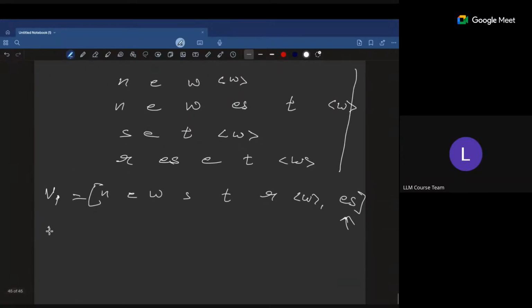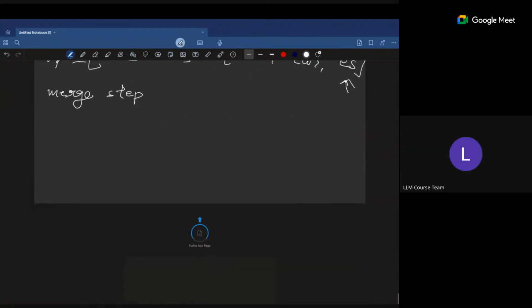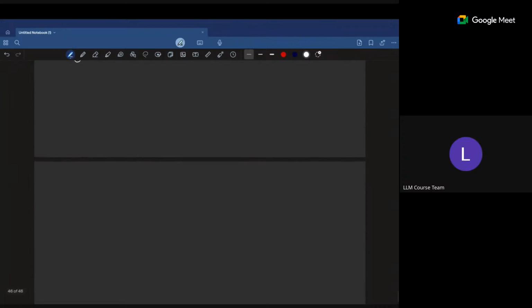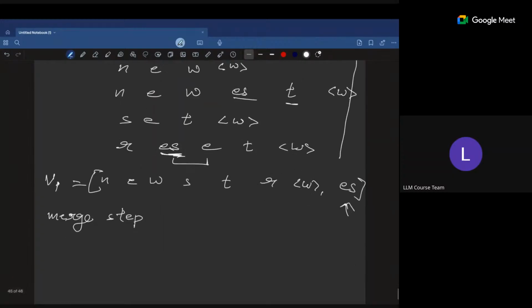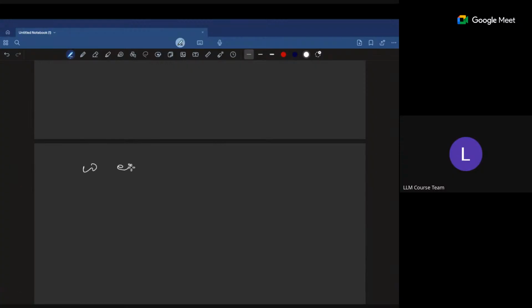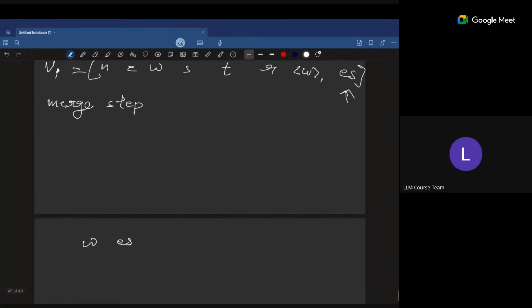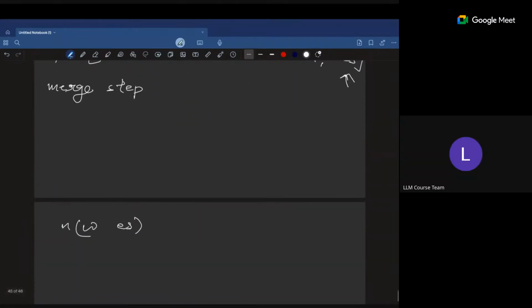So this is called the merge step. Okay, I'm merging one token into my vocabulary. Again, I'll redo the same thing. I will treat ES as a single token now, right? So whenever I pair ES with T, W with ES, let's say the pair becomes W and ES. I will look at all the instances where W and ES occur together, right? So if I now count how many times W and ES occur together, what will be the count?